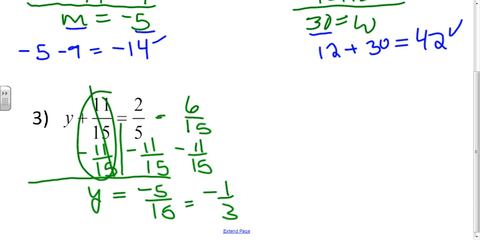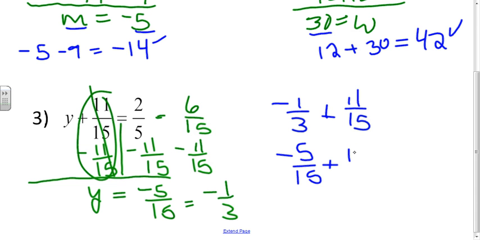I can check this. I can substitute in negative 1/3 for y plus 11/15. I need a common denominator. That's negative 5/15 plus 11/15 is equal to a positive 6/15. And so that also checks out because 6/15 reduces down to 2/5.